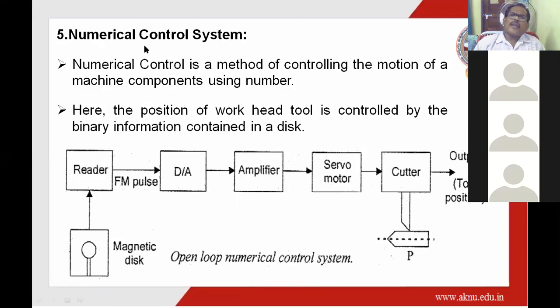Now the other one is the numerical control system. This is one of the examples of either a closed loop or open loop system. For example, nowadays we use automatic door locks. We use some numerical code to open and close the automatic doors. By pressing the numbers, the numbers are converted into analog format by using the D/A converter, and it is amplified and sent to the servo motors. The servo motors are operated as per the signal given to the motor.